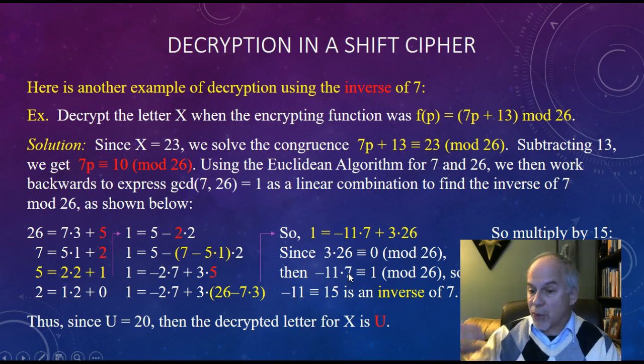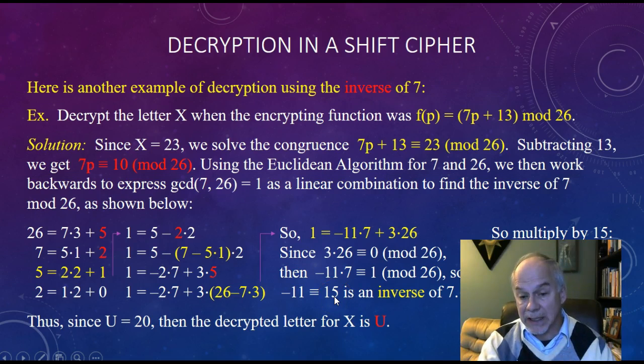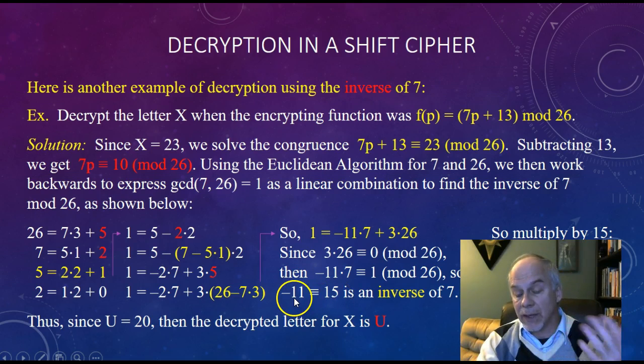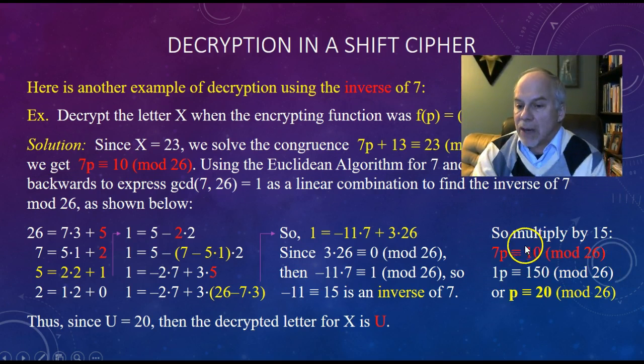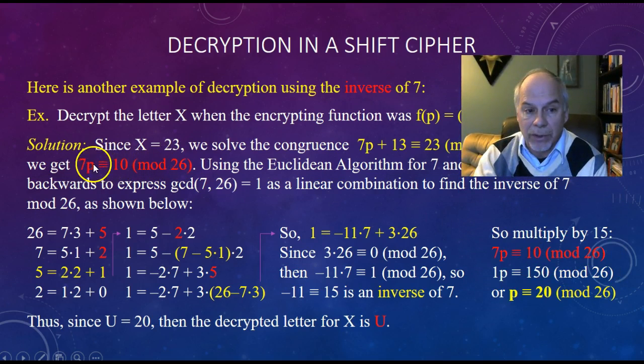But if I add 26 to negative 11, I can get a positive inverse, basically the number 15. Negative 11 plus 26 is positive 15. And so 15 could be used as a positive inverse of 7. All right. So now I go back to that original congruence we had.